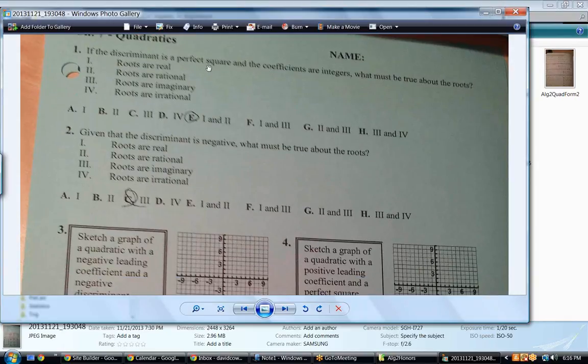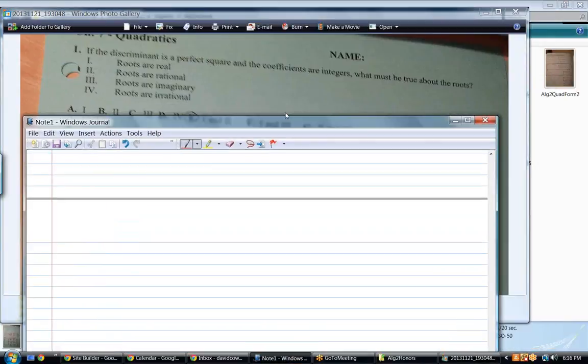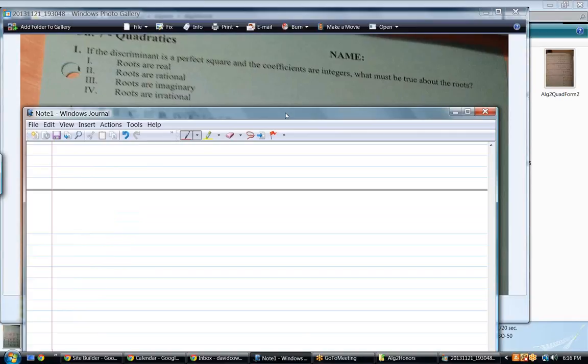If the discriminant is a perfect square and the coefficients are integers, what must be true about the roots? In other words, there's a technique for analyzing a quadratic to see whether you're going to get complex solutions or real solutions, and how many, or irrational solutions. When we can factor a quadratic and come up with integer factors, we know we have real solutions and they are rational.